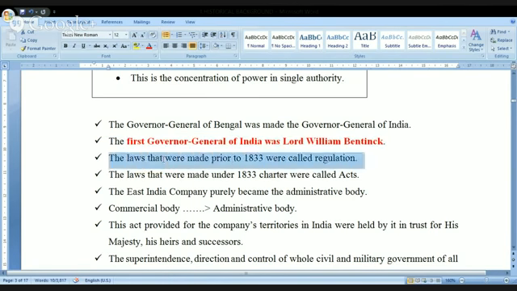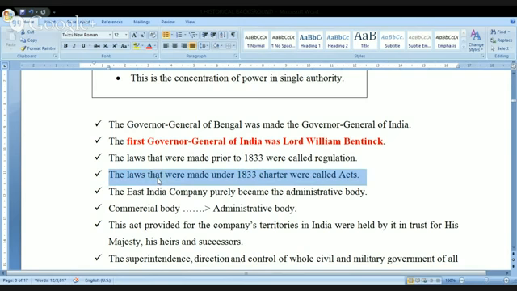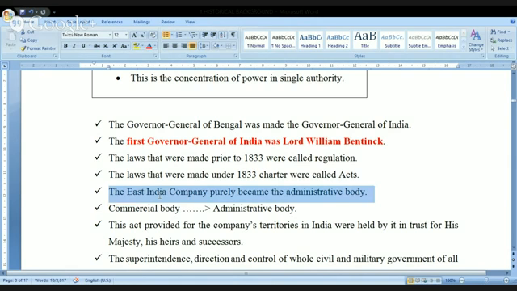Next point. The laws that were made prior to 1833 were called regulations. How do you regulate the activities of this East India Company? And the laws that were made from and after 1833, under these charters, were called acts. So the laws that were made under the 1833 charter were called acts. Previously it was regulations, now it is called the acts. So the East India Company purely became the administrative body. Otherwise, basically it came to India with the purpose of commercial activities. From a commercial body, it became the administrative body. Okay. And this happened through the 1833 Act.